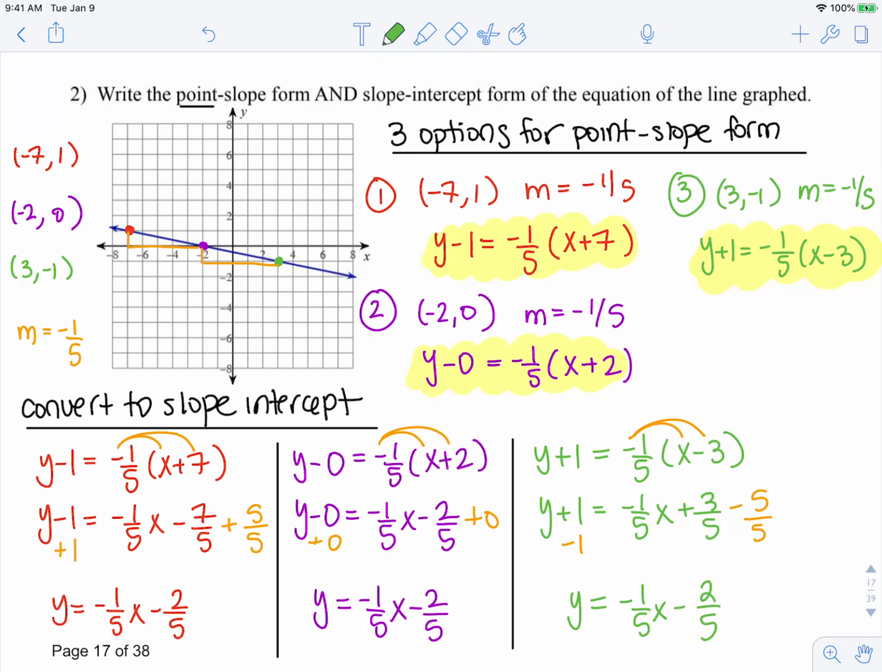minus 2/5. So notice, no matter which point slope form you use, you get the same slope intercept form, and that should always be the case.